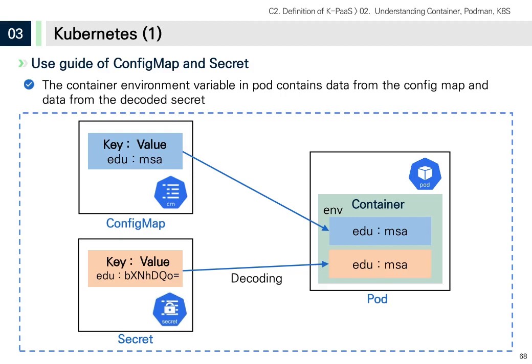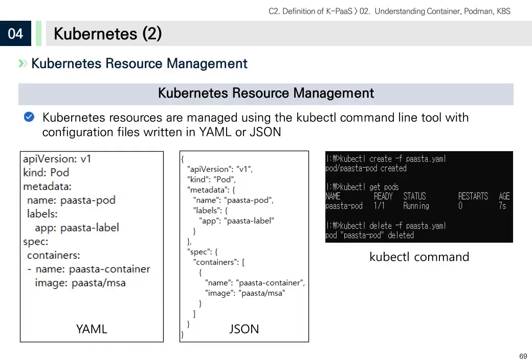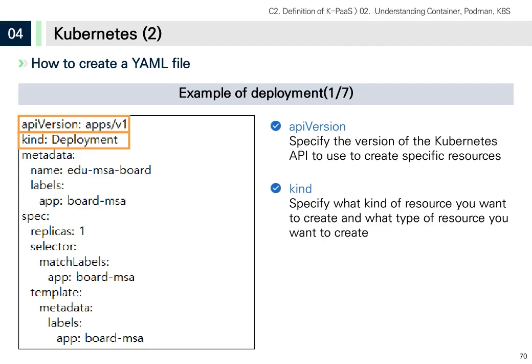This gives you an understanding of the different resources in Kubernetes. Next, we'll explain how to manage resources in Kubernetes. Part 4. Kubernetes Resource Management. Kubernetes resources are managed using the kubectl command line tool, with configuration files written in YAML or JSON. The image at the bottom of the textbook is an example of each management tool. Next, we'll explain how to write a YAML file using a representative example of a deployment.